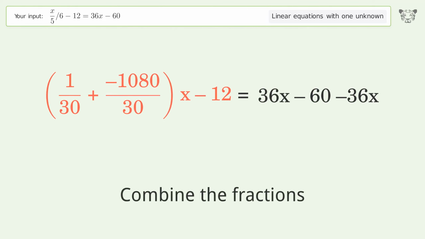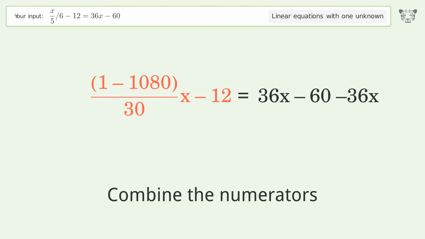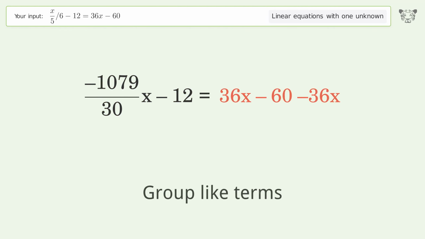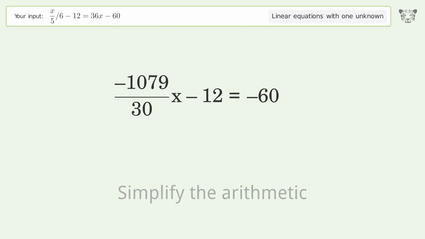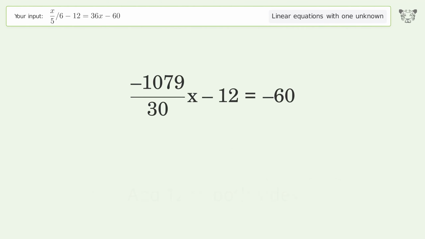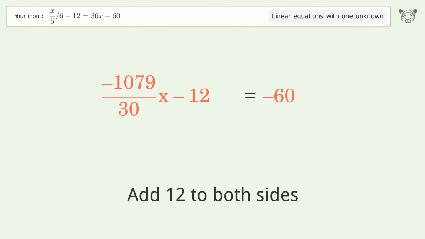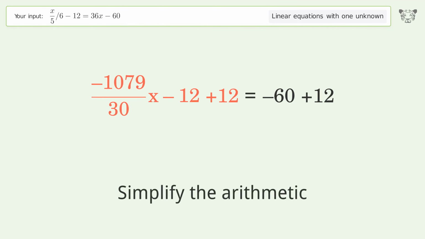Combine the fractions. Combine the numerators. Group like terms. Simplify the arithmetic. Group all constants on the right side of the equation. Add 12 to both sides. Simplify the arithmetic.